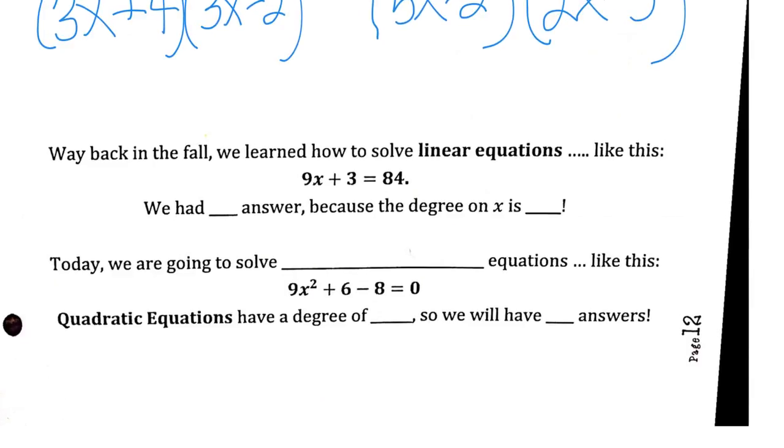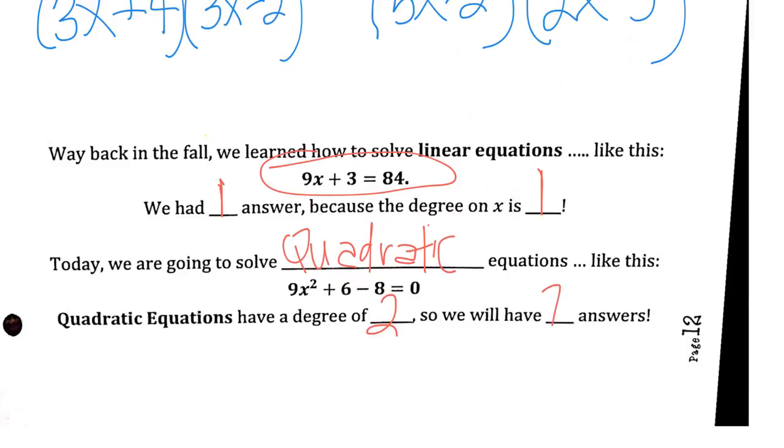So it says, way back in the fall, we learned how to solve linear equations. Remember, those are equations like 9x plus 3 is equal to 84, meaning we had one answer, and that's because the degree on x was 1. Now, today we're going to solve quadratic equations. We've been doing that for the past couple of days now. However, with these quadratic equations, we have a degree of 2, so that means we will have 2 different answers. Go ahead and flip to the next page for me.